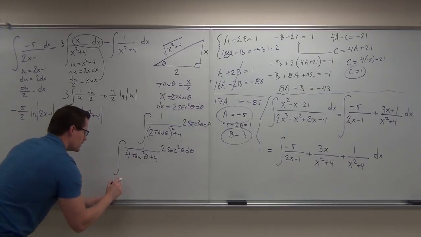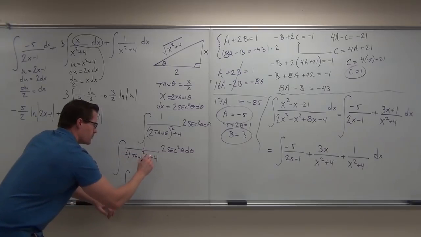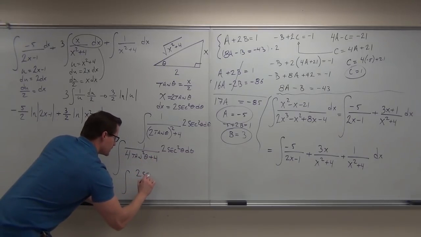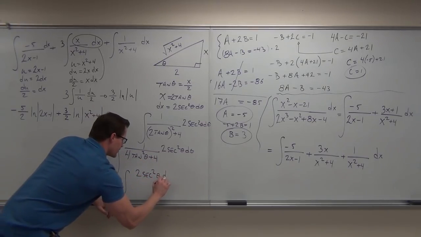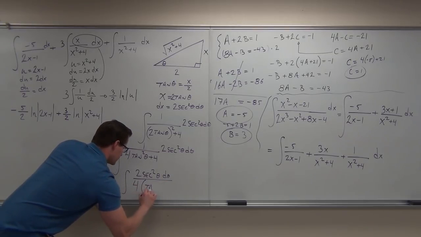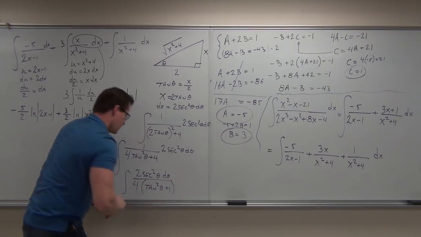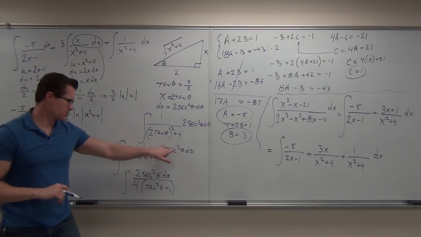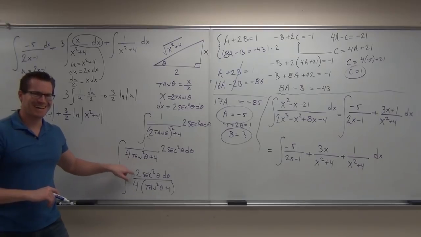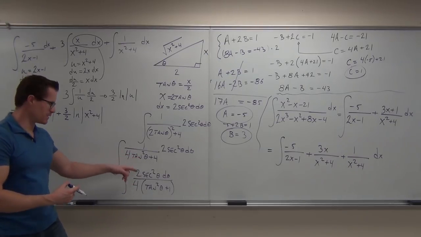Factor the 4 out. If I factor the 4, notice it's even easier. There's no square root here. If we factor the 4, we get 2 secant squared theta d theta over 4 times tan squared theta plus 1. Do we follow that? Hey, look at that. Do you see the 1/2? Told you it was a 1/2. That's because of those constants.